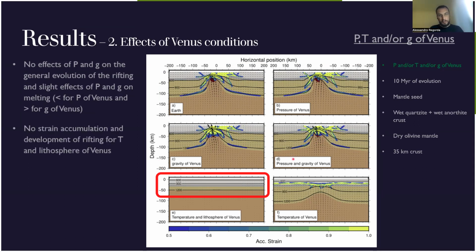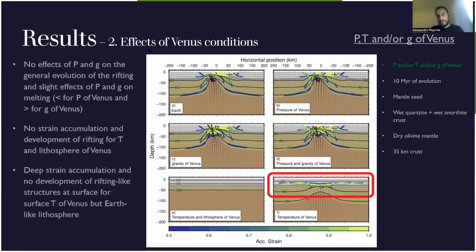In a completely different case, if we change the temperature at the surface, so consider the surface temperature of Venus, nothing happens. This is in the case of a thin lithosphere, so a 55 kilometer lithosphere, and we can see that there is no accumulation of strain. The lithosphere thins homogeneously, but there's no evidence of any structures like we can observe for rifting.